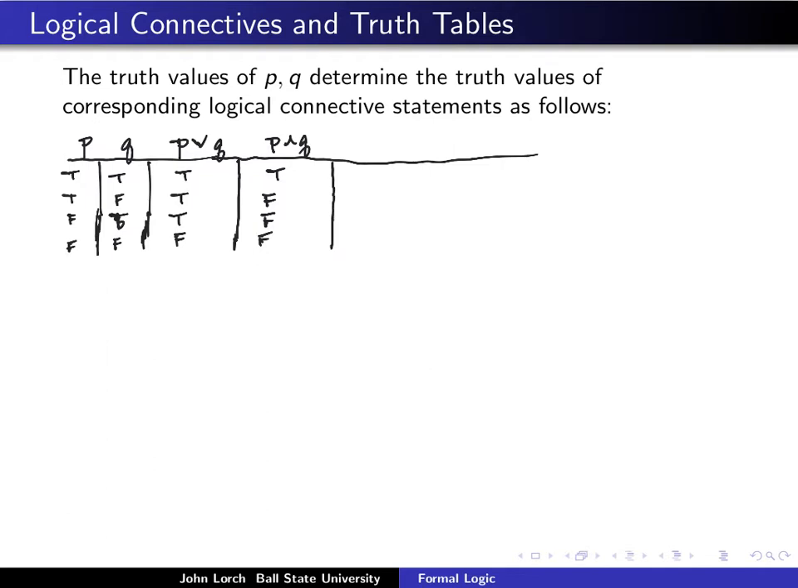Why don't we go for the negative statement now? How about not P? Right? So not P will be false whenever P is true. And it will be true whenever P is false.